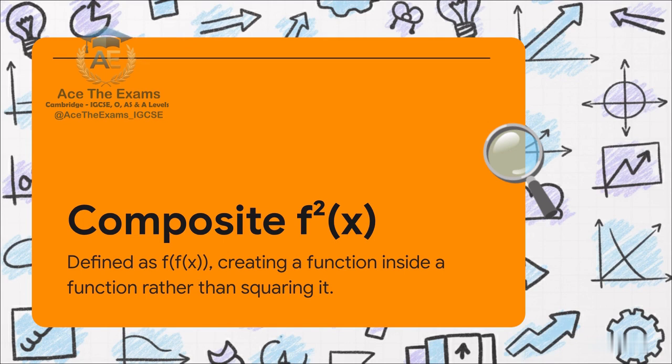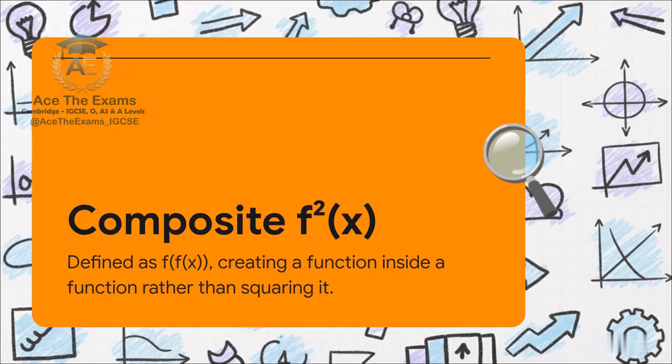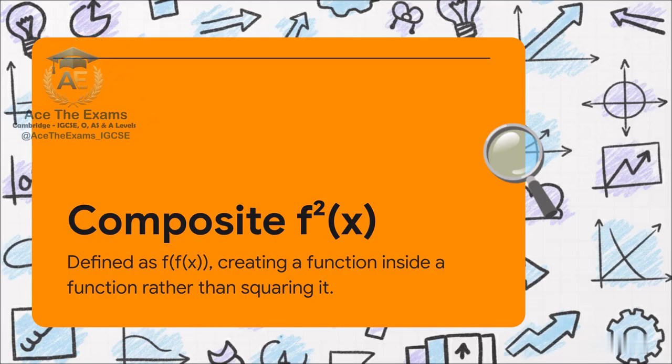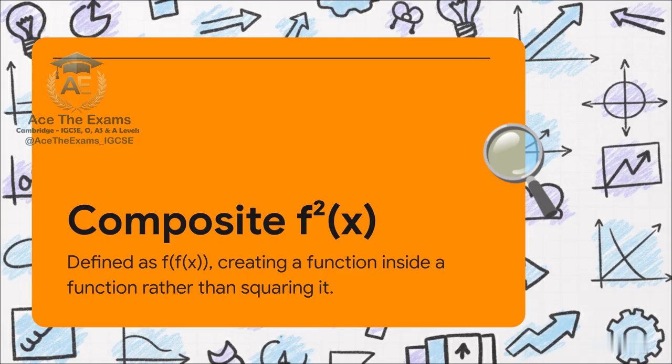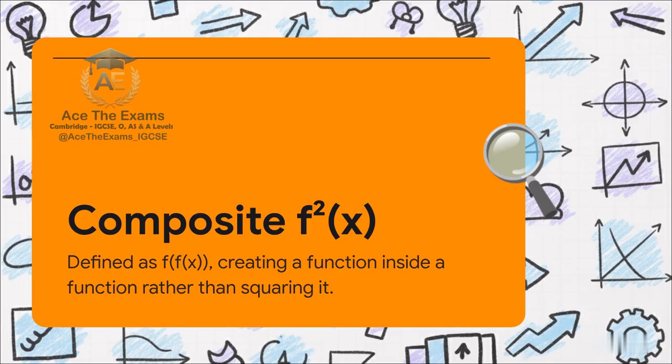What the notation actually demands is that you take the entire original function, 2e to the power of x, and substitute it back into the x of the original function itself. So it becomes 2 times e to the power of bracket 2e to the power of x. It is a function operating inside itself. Understanding this causal relationship is the absolute bedrock of the entire topic.